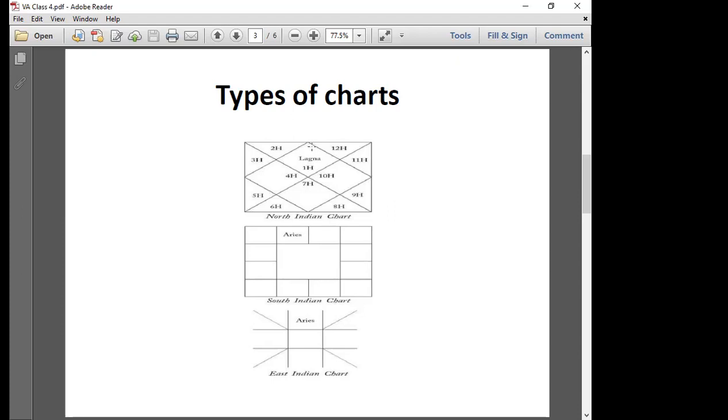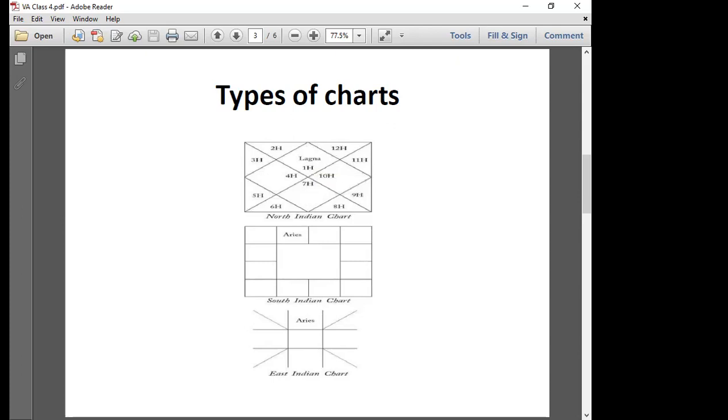The first house, this upper rhombus, will always be the first house, and this will always be the 7th house. There is no change in this. The signs can be anything. Suppose the rising sign is Capricorn, so this will be 10, because Capricorn is the 10th sign, but the house will always be the first house.